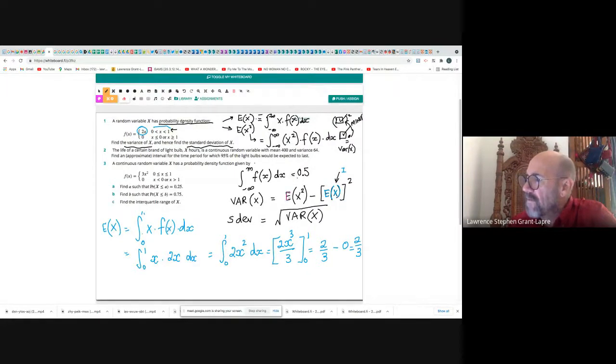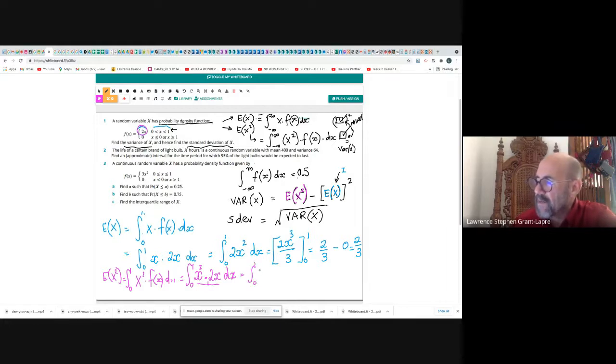Now let's find the expected value of x squared. We'll do that in purple. So the expected value of x squared is still from 0 to 1, but it's x squared f of x dx. So it's from 0 to 1 of x squared times f of x, which is 2x. And that's the same as 2x cubed, all right? So x squared times 2x is 2x cubed.